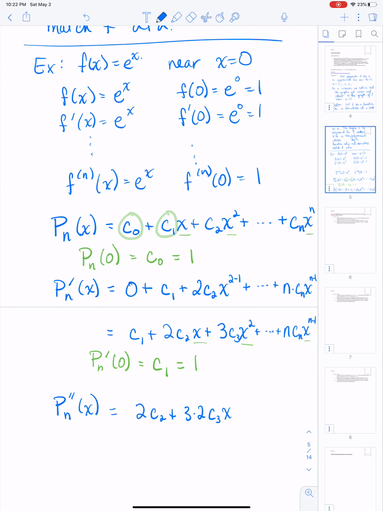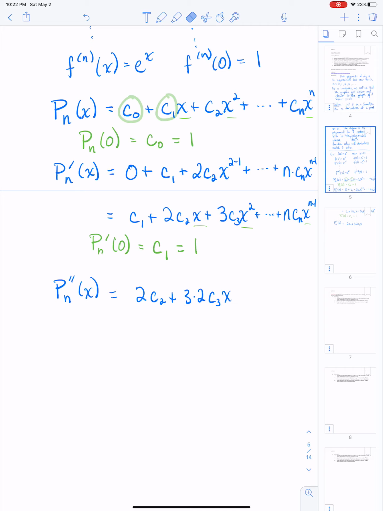So I have 2c2 plus 3 times 2 times c3 times x plus, let me add another term in here. The next term is going to be 4 times 3 times c4 times x squared plus... And then this last one, we're going to be differentiating here. We're going to have n times n minus 1 cn x to the n minus 2. So we can see the pattern here.